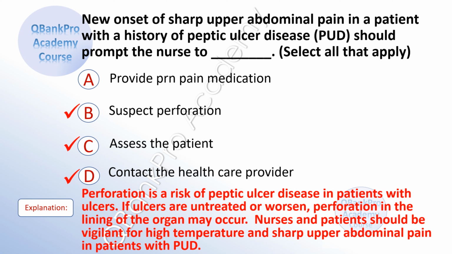The correct answer is B. Suspect perforation. C. Assess the patient. And D. Contact the healthcare provider. Explanation. Perforation is a risk of peptic ulcer disease in patients with ulcers. If ulcers are untreated or worsen, perforation in the lining of the organ may occur. Nurses and patients should be vigilant for high temperature and sharp upper abdominal pain in patients with peptic ulcer disease.